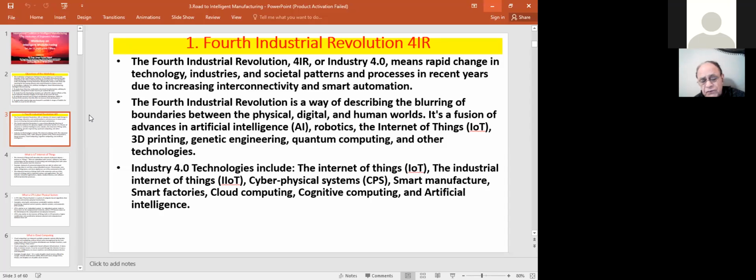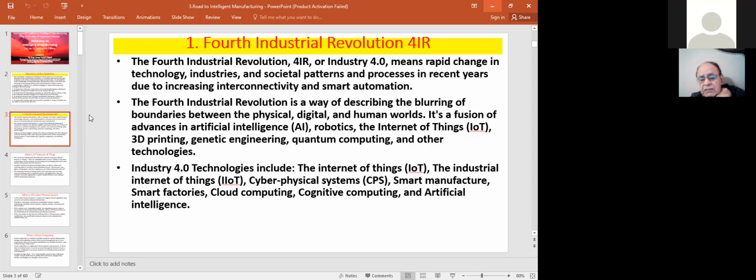Industry 4.0 it is called, because in future workshops when we participate at the international level, there are workshops that are going to be offered by the Chinese Mechanical Engineering Society. They will be mostly talking in terms of Industry 4.0.